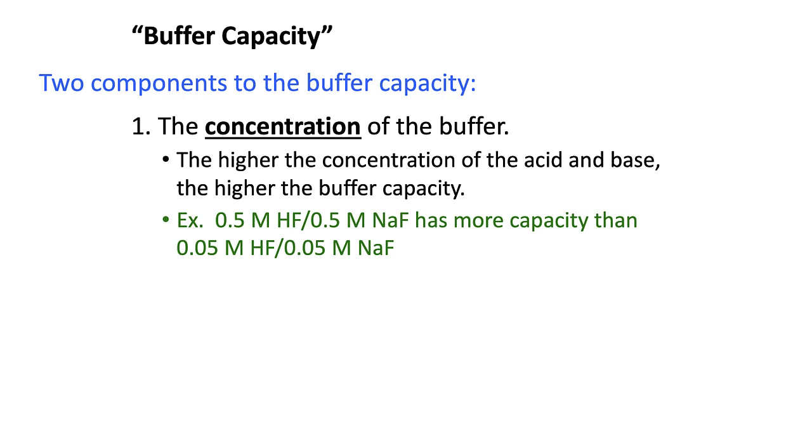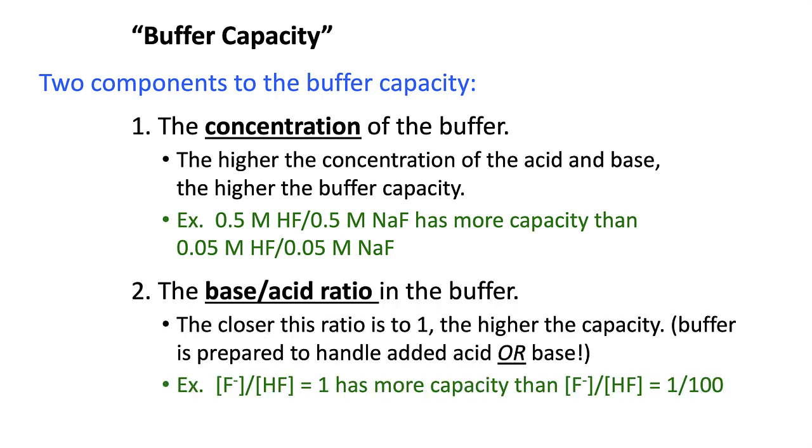One of them, the first one, is just going to have 10 times more of both the weak acid and its conjugate base, and therefore will be able to neutralize 10 times as much. We also want to look at the acid-base ratio in the buffer, because if a buffer solution has a lot more of one component than the other, then it's not going to be able to handle either acid or base very well, because one of those components is going to be nearly depleted.